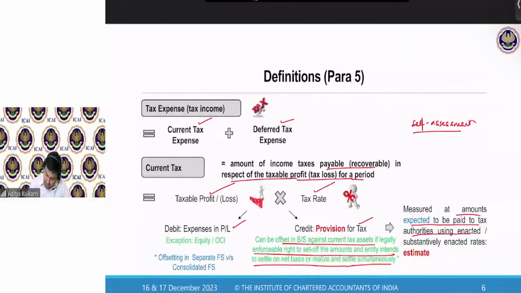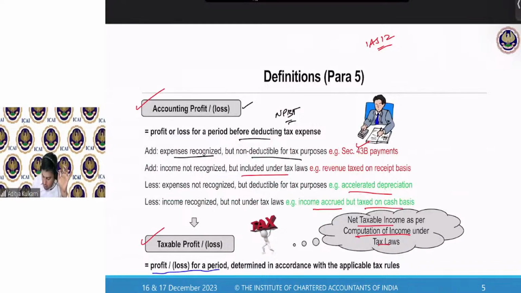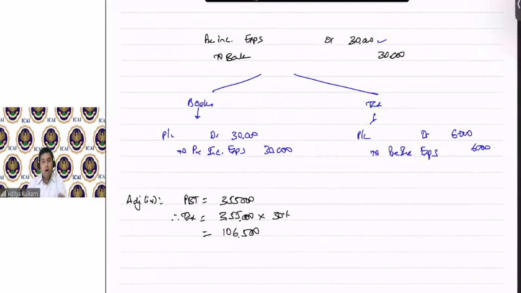What is current tax? Amount of income tax payable or recoverable in respect of taxable profit or tax loss. What is taxable profit? Profit or loss for a period determined in accordance with applicable tax rules. That means you will not do 3,55,000 into 30%, my friends. That is wrong. That is not as per the tax rule. That is your accounting profit. But to your accounting profit, you will add certain items, deduct certain items, and make some adjustments. So your tax provision is not going to be 3,55,000 into 30%.